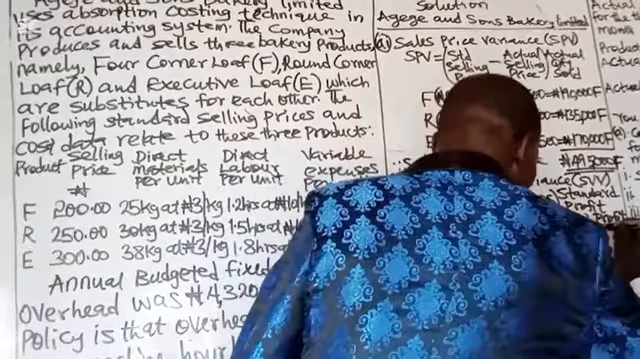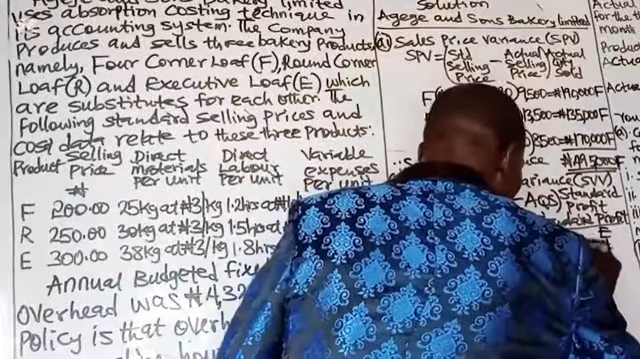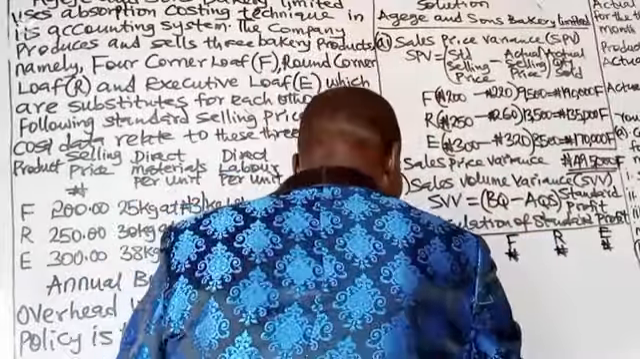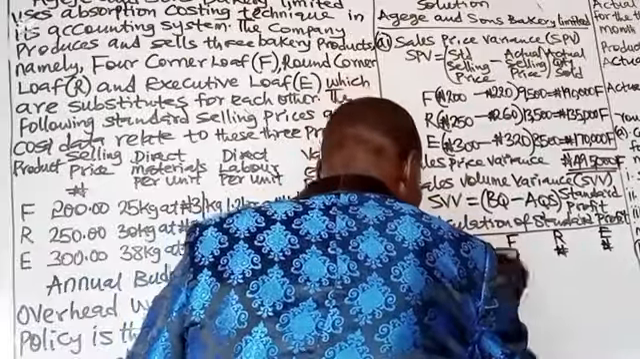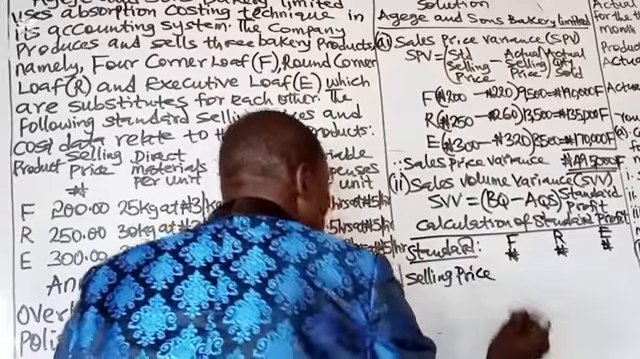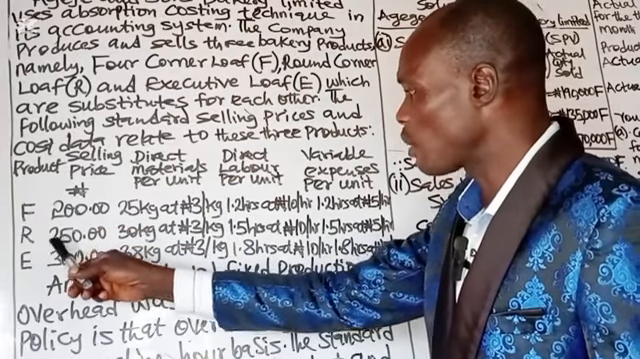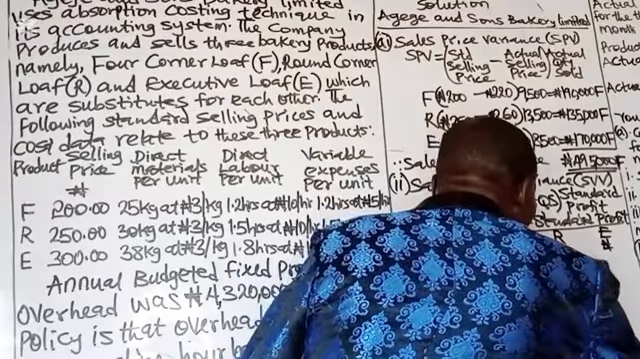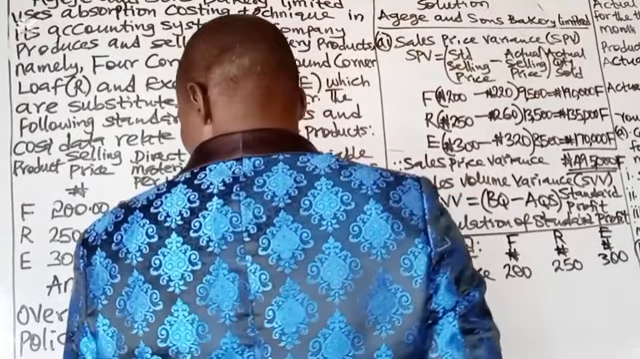There are three products. Let's have a column for product E, a column for R, a column for F. You start with the standard selling price. The information to use here must be standard. The standard selling price for F is 200 naira, that of R is 250, that of E is 300. We have 200, 250, and 300.